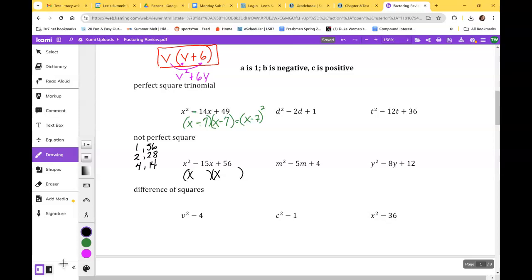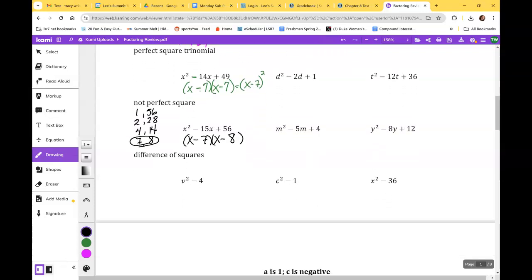Okay, so I have 4 and 14. 5 doesn't go into it. 6 doesn't go into it. And then we have 7 and 8. So I need 2 that add to negative 15. 7 and 8 add to 15. And if I put a negative in front of them, that's negative 15. So negative 7 times negative 8 will give me a positive 56, because 2 negatives multiply to be a positive. And negative 7 times negative 8 gives me a negative 15.